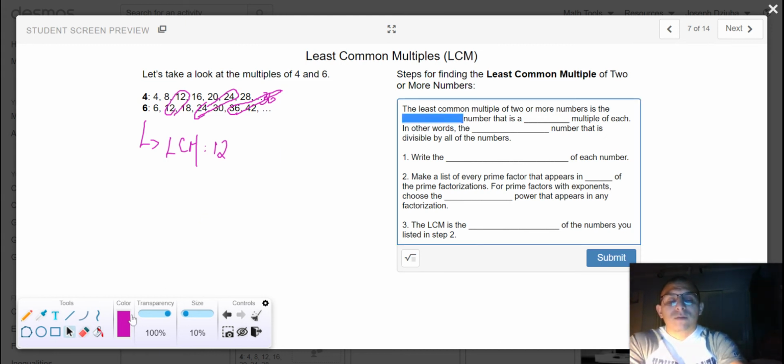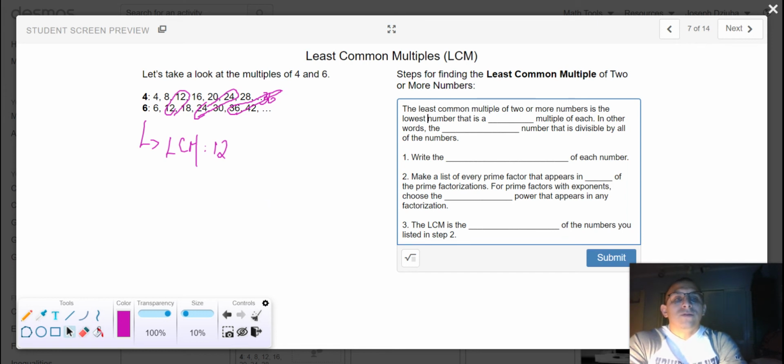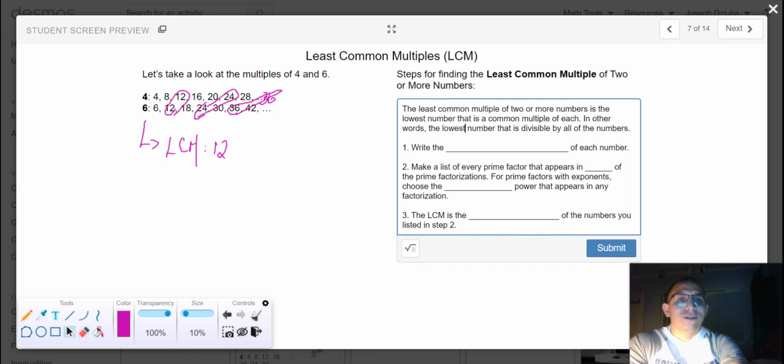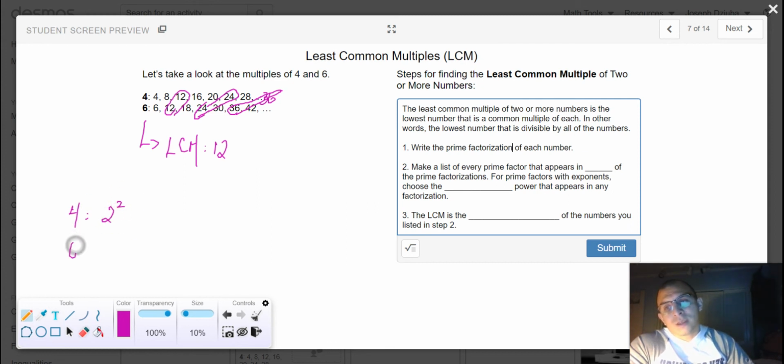Well, the least common multiple of two or more numbers is the lowest number that is a common multiple of each. In other words, and this is redundant, the lowest number that is divisible by all of the numbers. So once again, it requires writing the prime factorization of each number. So let's do that while we're typing out our steps here. The prime factorization of the number 4 is pretty straightforward, 2 to the second power. And 6 would be 3 times 2.